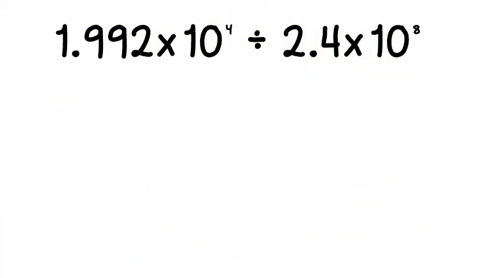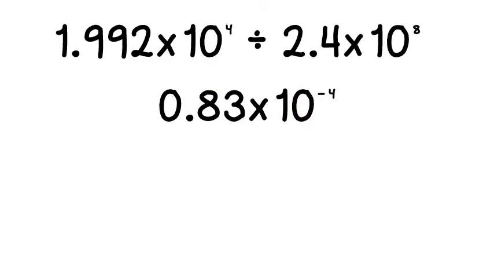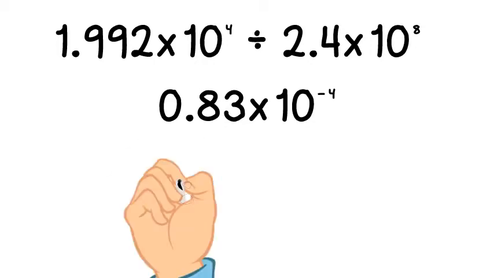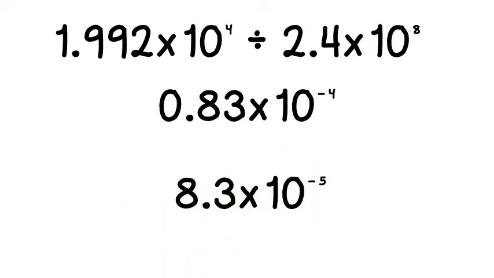Here's another division problem, and we're just going to divide the factors. So 1.992 divided by 2.4 is 0.83, and 10 to the fourth divided by 10 to the eighth is 10 to the negative fourth. Now, this is not in scientific notation, so we need to make the number bigger. The factor gets bigger, and so we decrease the exponent.